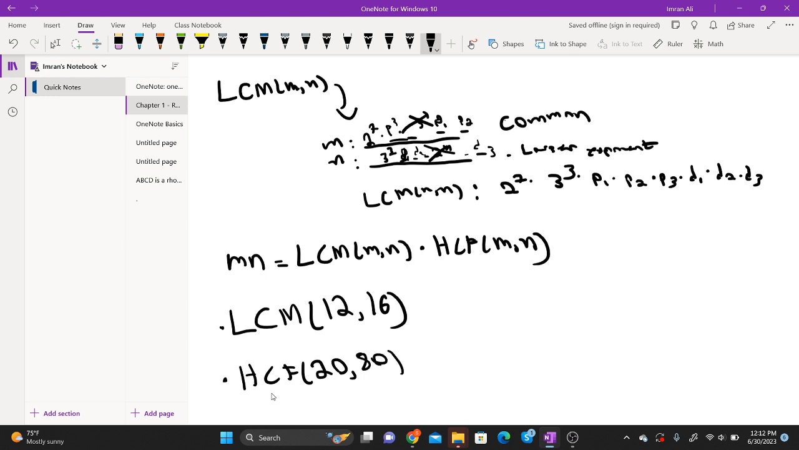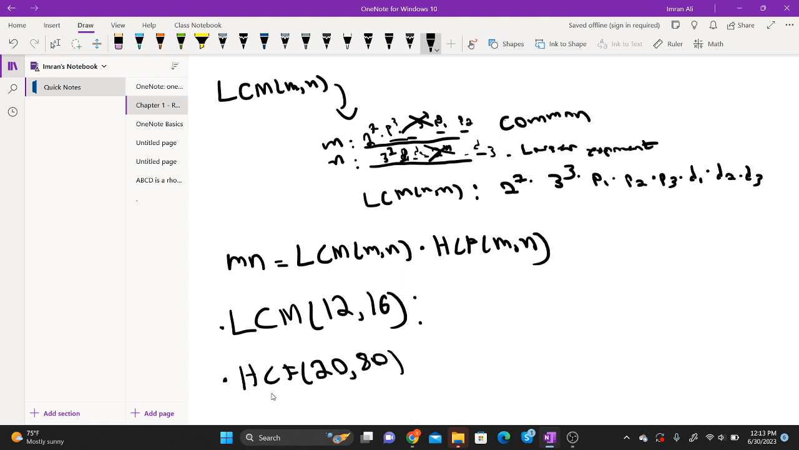So pause the video and try these out. As with any example problems we went over, pause the video and try these out. Alright, so assuming you've tried it out, we're going to get into the solution.